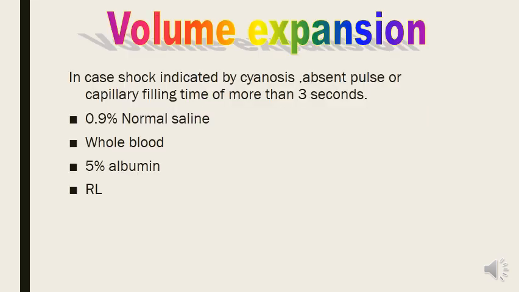In case of peripheral shock indicated by cyanosis or absence of pulse or capillary filling time more than 3 seconds, we can give volume expanders like ringer lactate or 0.9% normal saline or whole blood or 5% albumin.